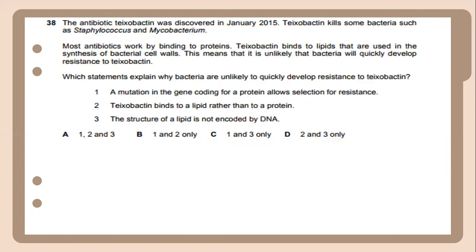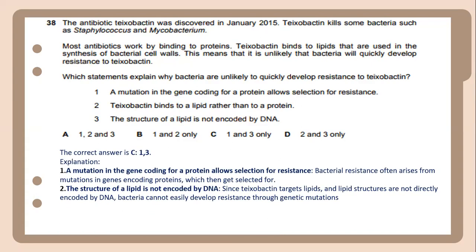38, the antibiotic Teixobactin was discovered in January 2015. Teixobactin kills some bacteria such as Staphylococcus and Mycobacterium, and most antibiotics work by binding to protein. Teixobactin binds to lipid that is used in the synthesis of bacterial cell walls. This means that it is unlikely that bacteria will quickly develop resistance to Teixobactin. Which statement explains why bacteria are likely to quickly develop resistance to Teixobactin?